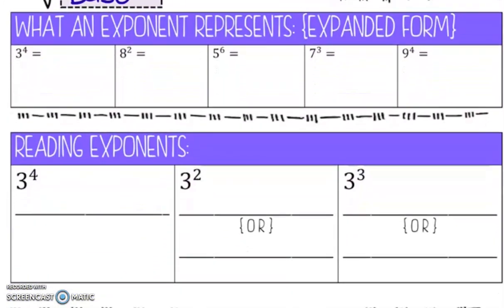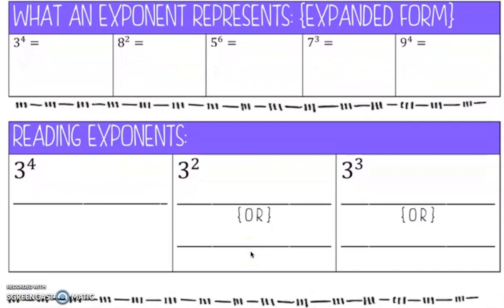Let's take a look. It says what an exponent actually represents. This is called expanded form. So we're going to take an exponential expression and we're going to expand it out. We're going to talk about what it actually represents. So on this first example here, we have 3 to the 4th power. That's how you read exponent. What it actually represents is 3 times 3 times 3 times 3. 8 to the 2nd power, or 8 squared, actually represents 8 times 8.